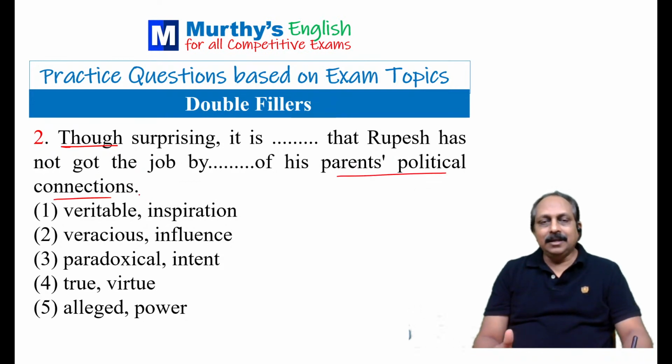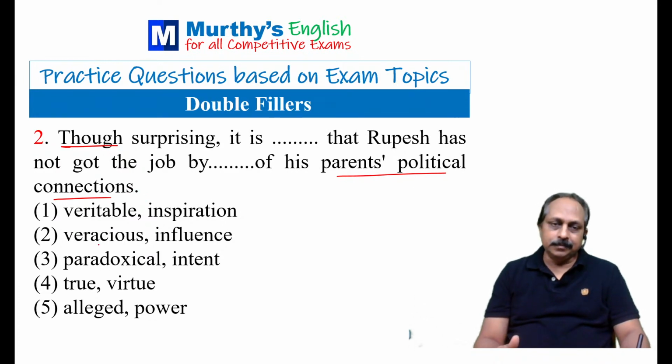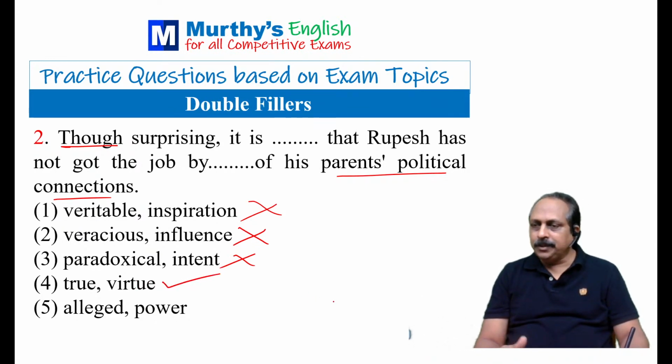That means what? He has got the job on his own, on his merit, based on his talent. How come you guys have chosen the answer? It should be the fourth option. Though surprising, it is true that Rupesh hasn't got the job by virtue of his parents' political connections. On what basis? Veracious, and because of the word influence? No, no, no.